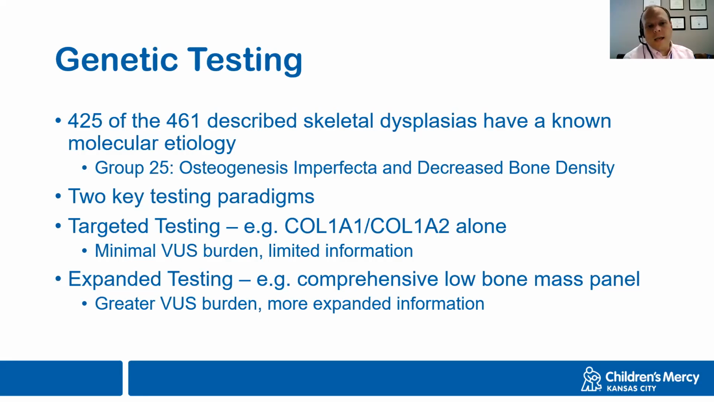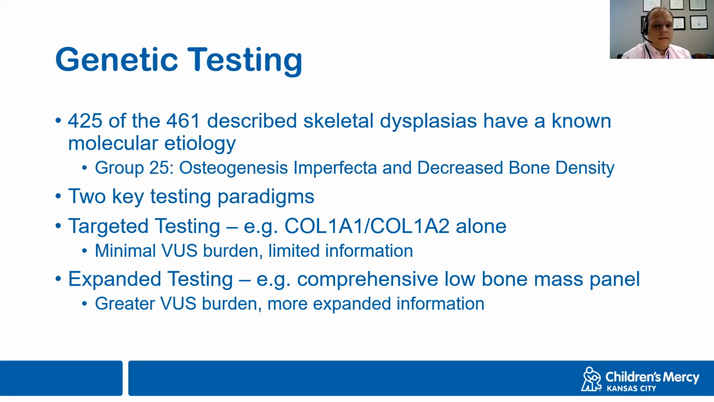sometimes enough. In a lot of cases, that may be enough if you have a patient who you're very confident about. And in this case, you have a minimal burden of variants of uncertain significance, and we'll discuss a little bit about what those are. But you'll get limited information, and so if you don't get the diagnosis right away, you'll have to do maybe a second round of testing.